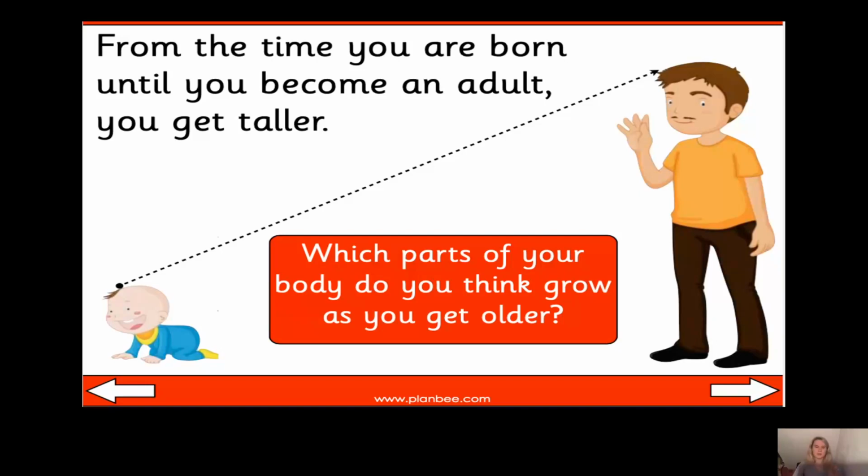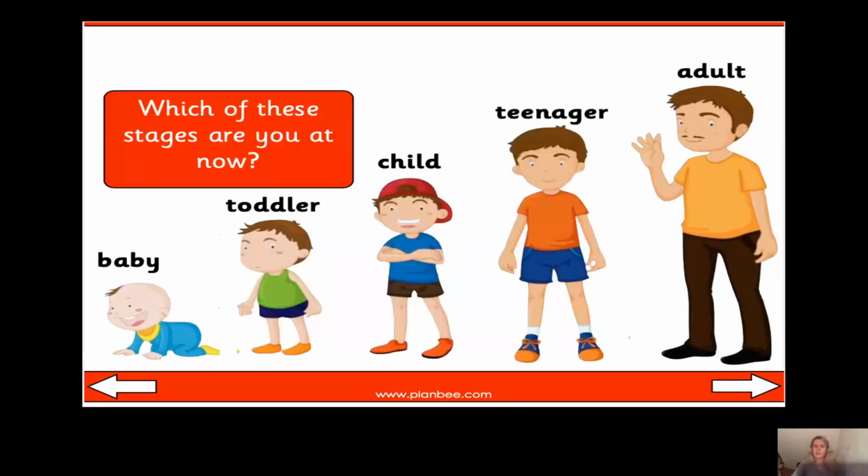Okay, so we've got the baby and the adult. So the baby is going to have much smaller hands, legs, feet, nose, and earlobes than the adult is, because all of these parts of your body grow as you get older. Now, here we have got 5 pictures. We've got a baby, a toddler, a child, a teenager, and an adult.